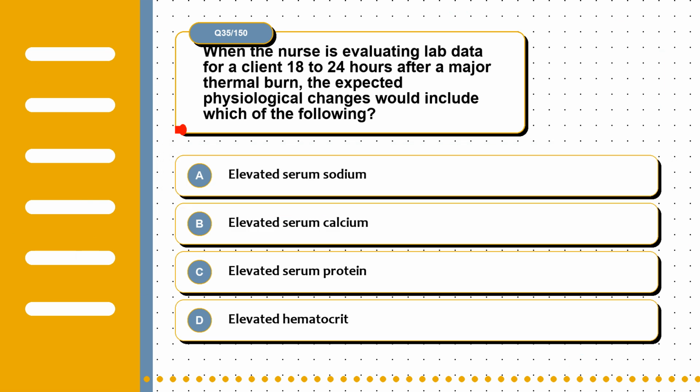Question 35. When the nurse is evaluating lab data for a client 18 to 24 hours after a major thermal burn, the expected physiological changes would include which of the following? Here are the options. Option A. Elevated serum sodium. Option B. Elevated serum calcium. Option C. Elevated serum protein. Option D. Elevated hematocrit.